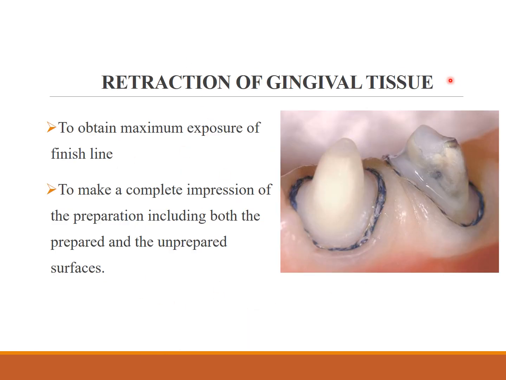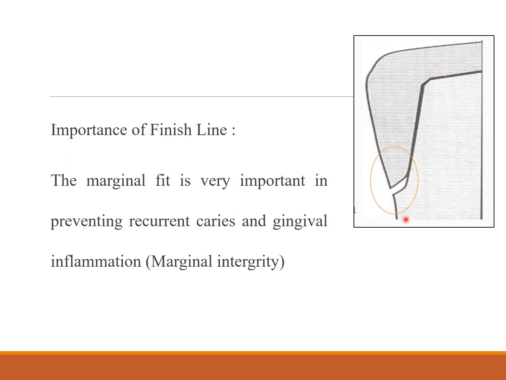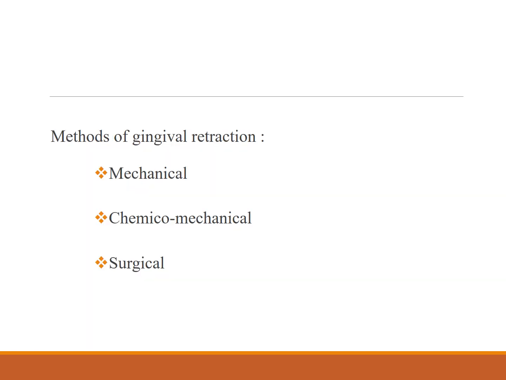Retraction of the gingival tissue is done to obtain maximum exposure of the finish line and to make a complete impression of the preparation, including both the prepared and unprepared surface. Importance of a finish line: basically to get the marginal integrity. The marginal fit is very important in preventing recurrent caries and gingival inflammation.